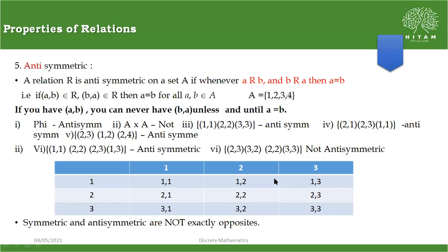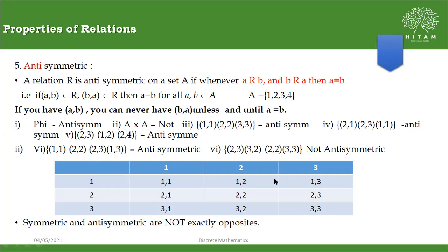The first one is the reflexive relation. A relation R is said to be reflexive if (A, A) belongs to R. Simply, A is related to A. That is what we call a reflexive relation. Irreflexive relation: there is no relationship between itself. That means A is not related to A. 1 is not related to 1, 2 is not related to 2. That is what we call an irreflexive relation.